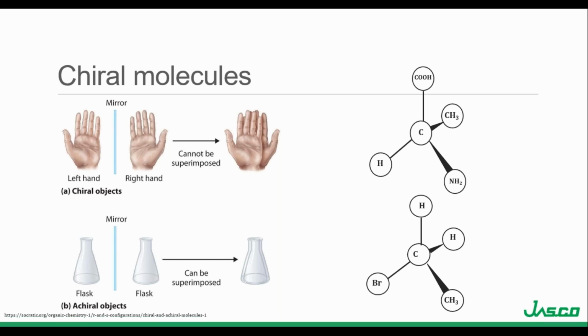Optically active molecules can be described by their chirality, or the asymmetry in a molecule's structure. An example of a chiral object would be your hands, because the mirror image of your hands cannot be superimposed. An achiral object would be a flask, because the mirror image of a flask can be superimposed. However, most of you listening are spectroscopists, chemists, biologists, physicists, so how does this relate to an actual molecule?